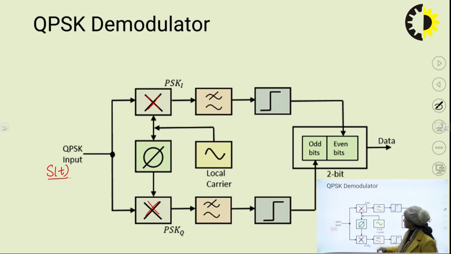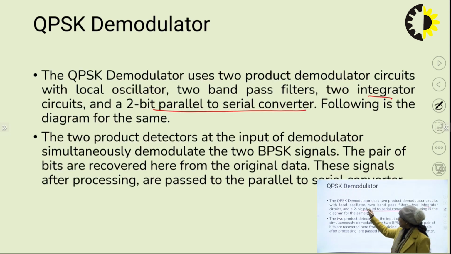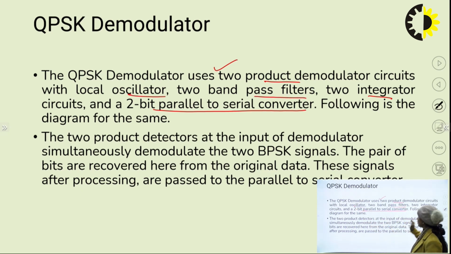Then I use bandpass filters, then integrators. Same here for the Q channel, bandpass filter and integrator. And finally, the result that we obtain in the form of bits is converted from parallel to serial to obtain my data. So this is how my QPSK demodulator looks. We use two product modulators, a local oscillator, two bandpass filters, two integrators, and a 2-bit parallel to serial converter.